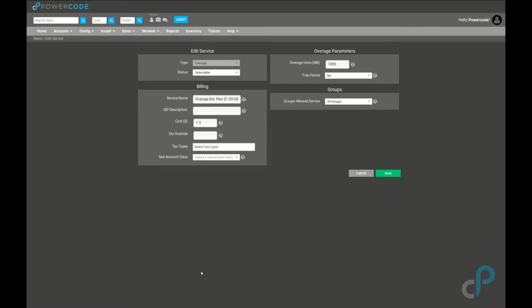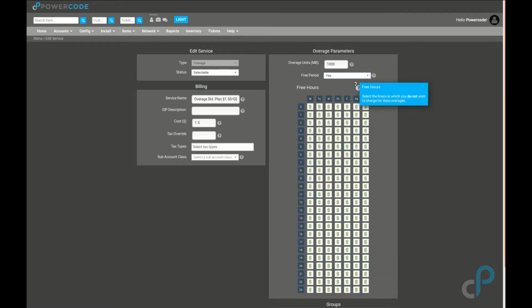Now, if we look at the overage service plan, we can see that each bucket of data is going to be $1.50, and that's per 1,000 megabytes of overage. We also have the option to set a free period. I don't currently have this turned on, but if you want to not count data usage between 2 and 4 in the morning, some kind of off period time, you can just deselect the hours for that period of time, and then Powercode will disregard that amount of data for the overage calculation.